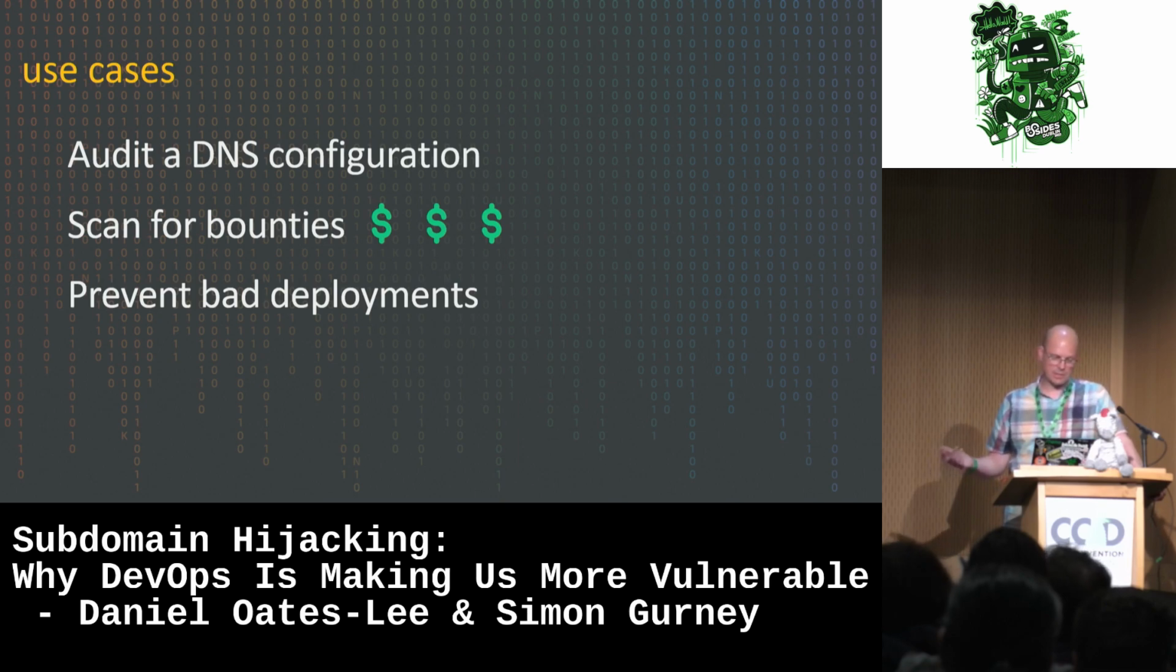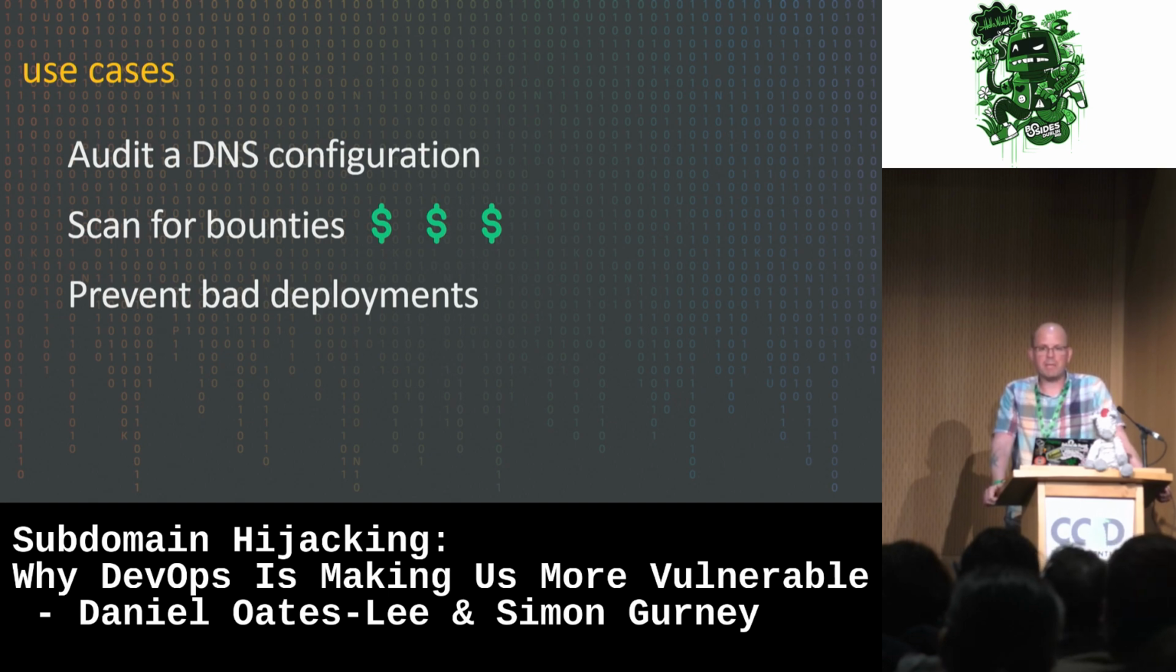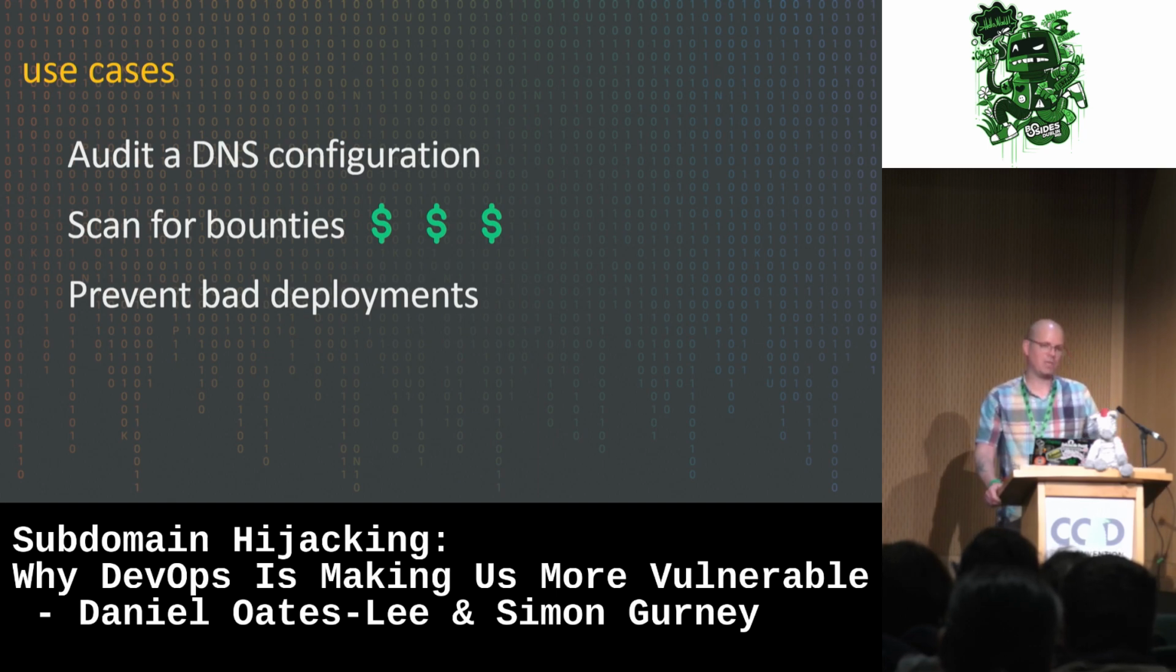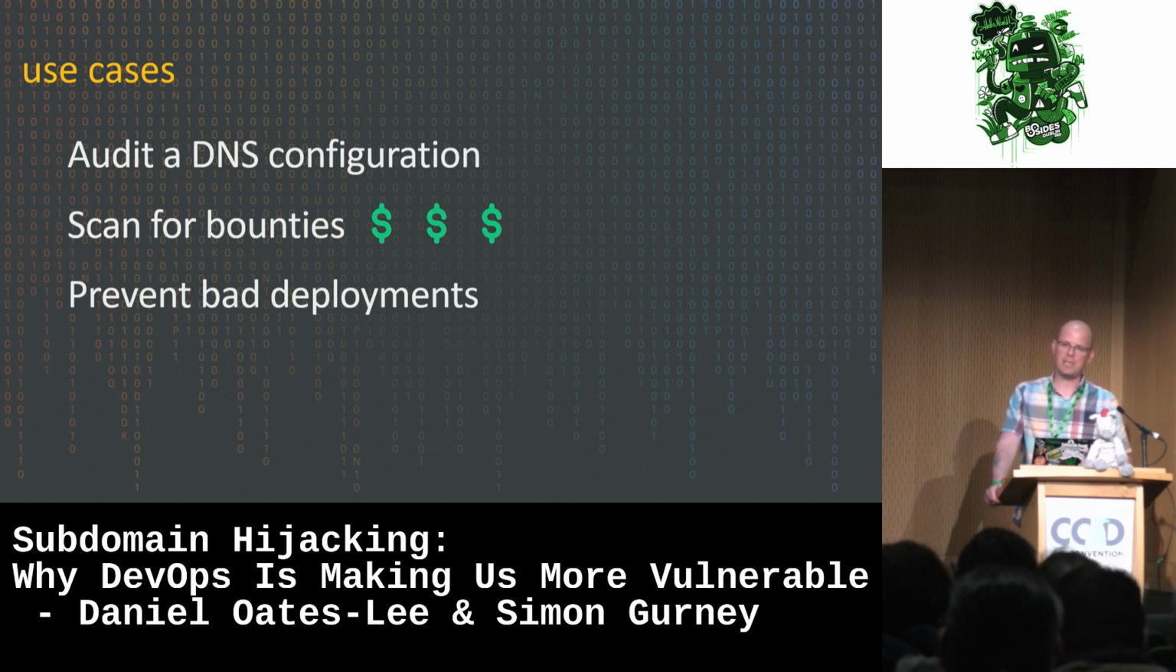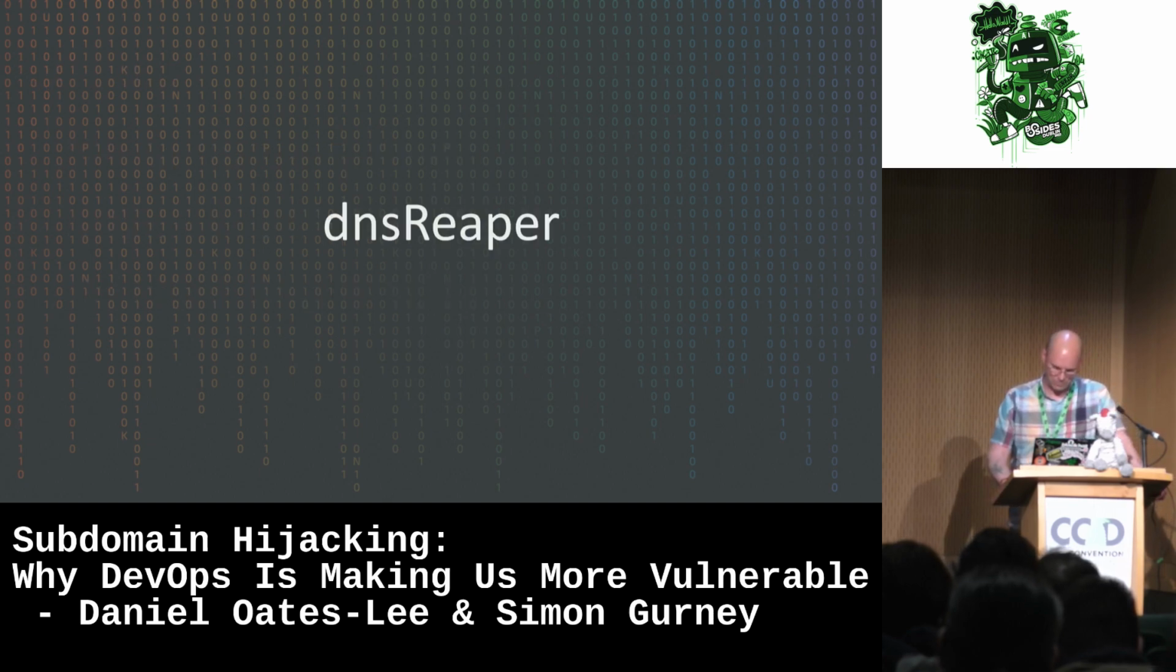So the use cases are, you can use this for checking your own infrastructure. So go home, check your own public DNS zones, make sure that you're not susceptible. You can also sign up to bug bounty programs and go and make yourself some dollars. And a few people have done that already. And you can also use it for preventing bad deployments. So if you're doing infrastructure as code deployments and controlling your DNS in IaC, you could maybe run DNS Reaper afterwards just to make sure that what you've created hasn't been susceptible.